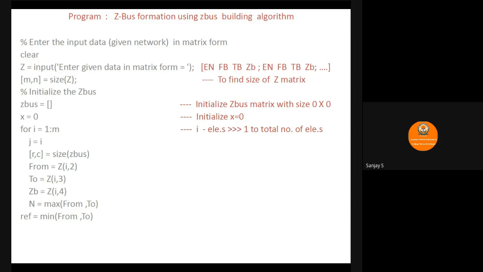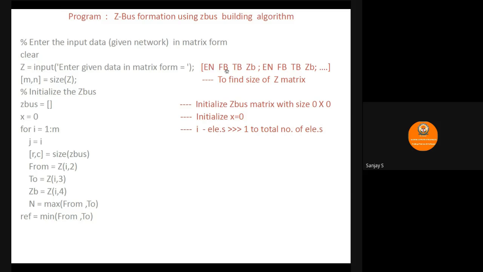So enter the input data in matrix form. As usual, we start with clear instruction. Clear will clear all the variables used so far. Then in the next line you have Z. Z is equal to input, enter the given data in matrix form. And this is the format that is being expected.